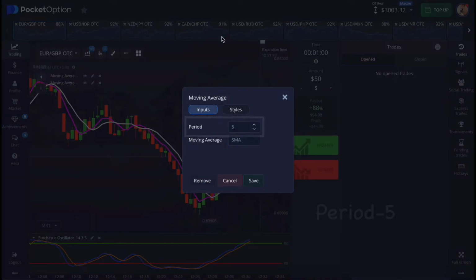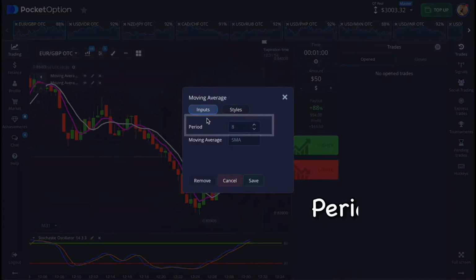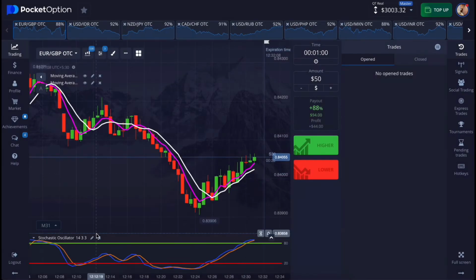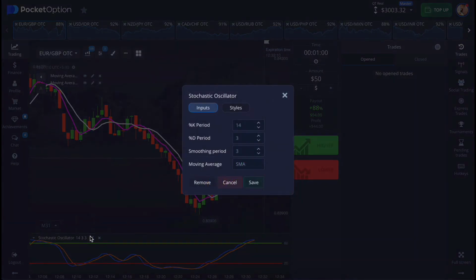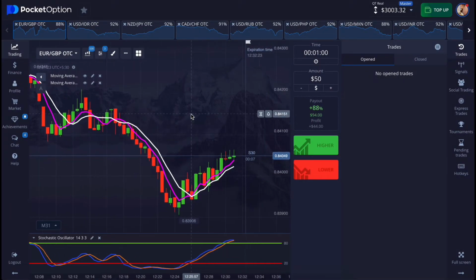And then I have changed the color settings a little bit, which you can see on the screen. Then go to the second moving average and set the period to 8. And its color settings have also been changed a little, which you can see on the screen. And the default settings of the stochastic oscillator are the best. I have just changed the color settings a little. And here all the settings have been set.